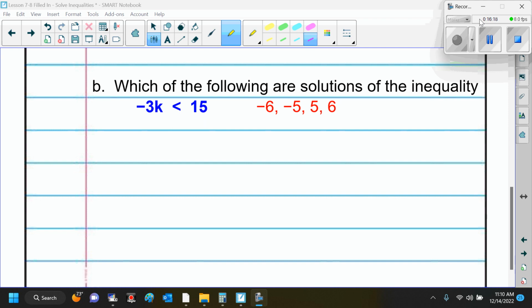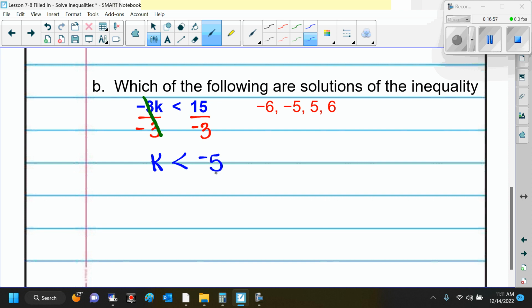So here we have negative 3k is less than 15. So what do I need to get rid of? The negative 3. So what am I going to do to get rid of the negative 3? Divide. We're going to divide by negative 3 on both sides. Is everybody clear? So here, negative 3 divided by negative 3, that's 1. And 1 times k is k. So k is less than negative 5. Is that correct?